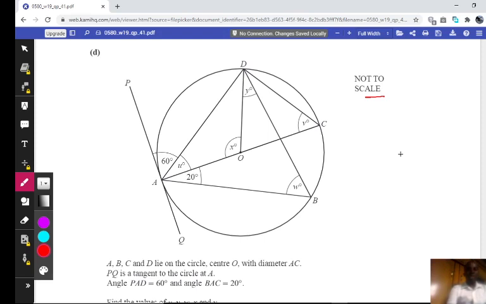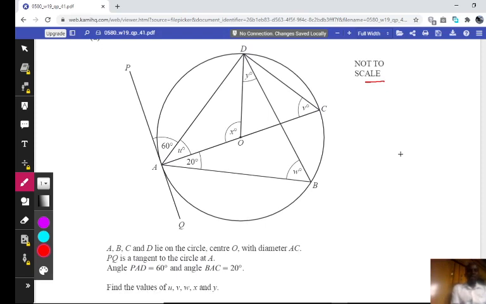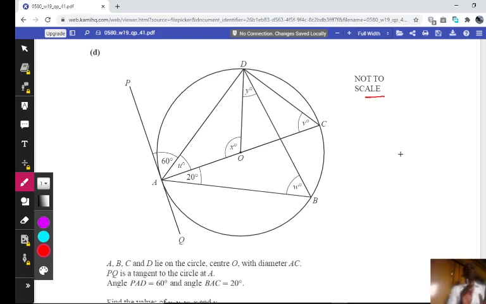PQ is a tangent to the circle at A. Then angle PAD is 60 degrees given, and BAC is 20 degrees given. Then find the values of U, V, W, X, and Y. So I want to find the size of all these missing angles on this diagram.